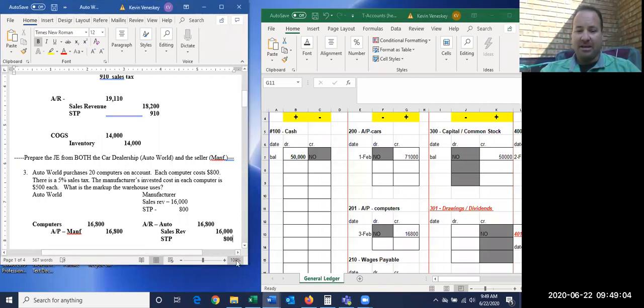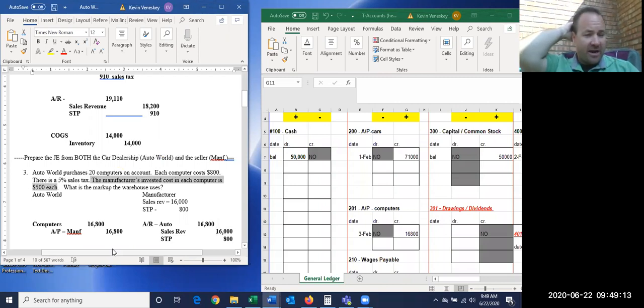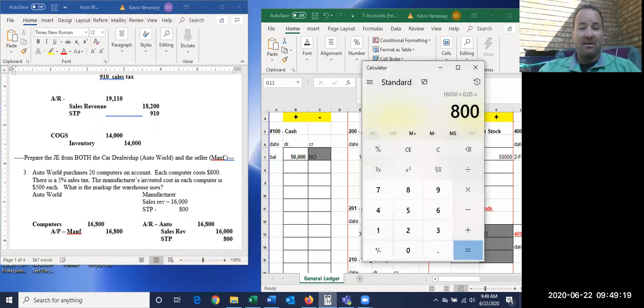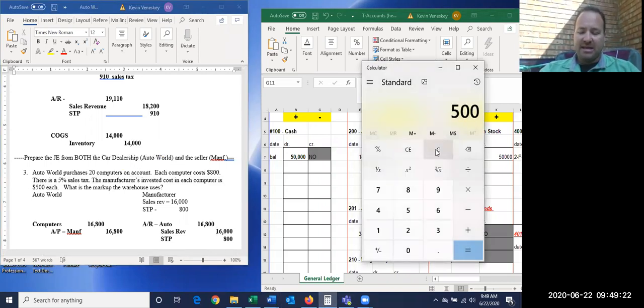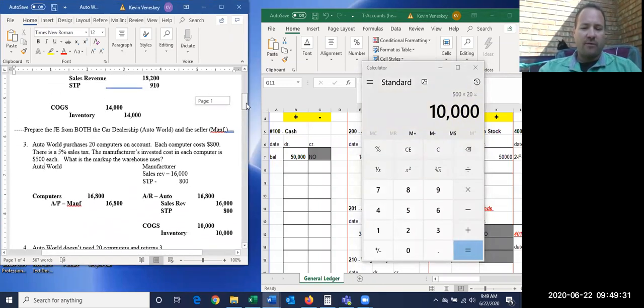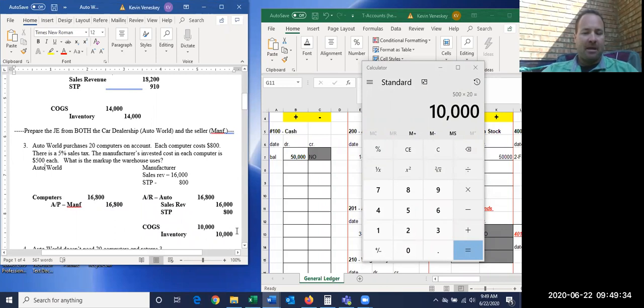Now, the manufacturer isn't done yet because they didn't make pure profit of 16 grand. Remember, that's what I had this little piece for. The manufacturer is selling them for 800, but it cost them 500 to purchase or to make these. So they need to say, okay, it cost us 500 and we sold 20 of them. So we have a cost of goods sold of 10 grand. Get rid of our inventory for 10 grand. So in pure profit standpoint, they made $6,000 instead of really 16.